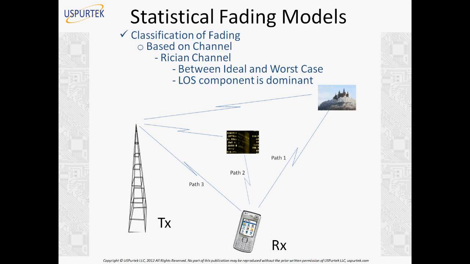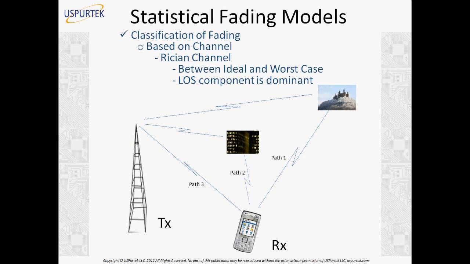So you may have a component of the signal that is received directly, but many other components which are coming through reflections. Reflections from the building, reflections from the hilltops, or any other objects which are big enough to reflect the signal. So, you have to simply do a vector sum of all the signal components to arrive at the final signal strength level at the handset. So that is called a Rician channel.